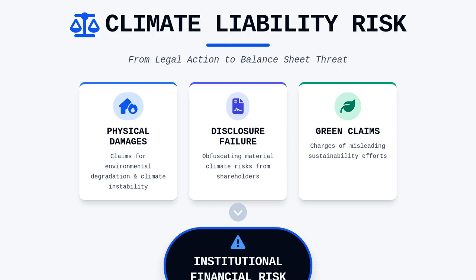If a court determines that an entity failed in its duty of care or breached disclosure obligations, the resulting settlements or judgments can impair capital structures significantly. Consequently, liability risk translates directly into institutional financial risk, impacting the cost of capital and insurance premiums for the exposed firm.